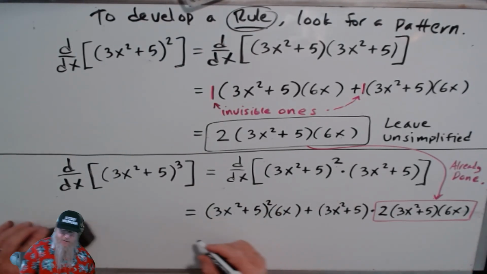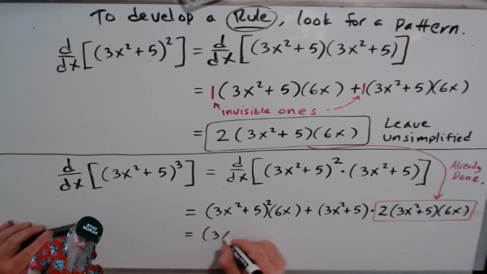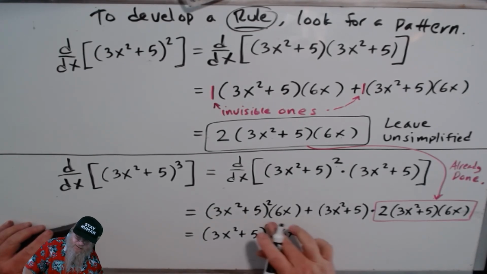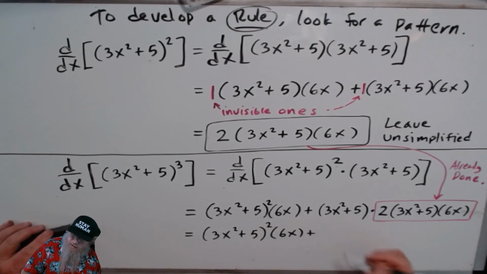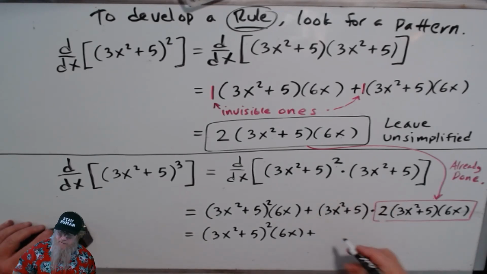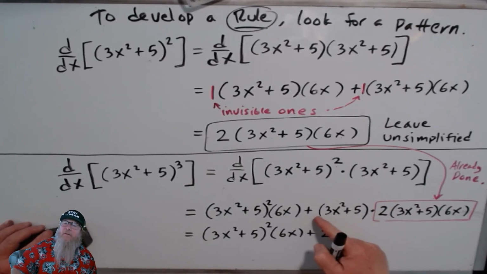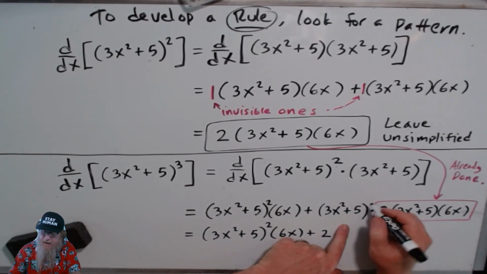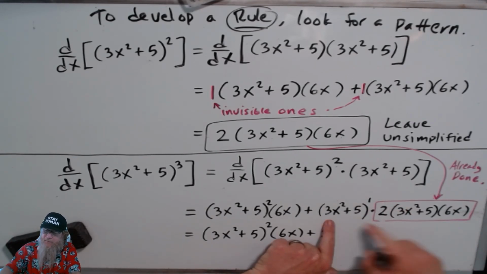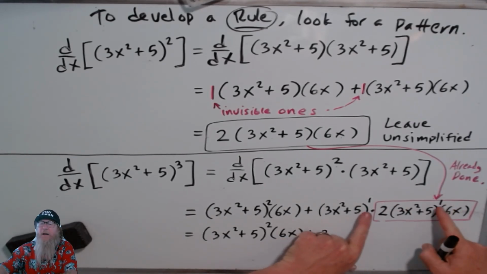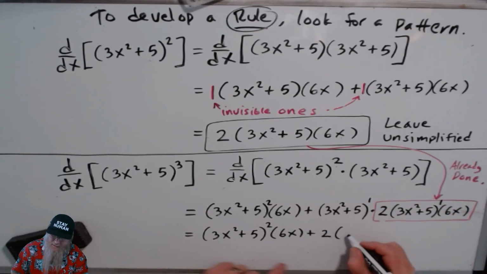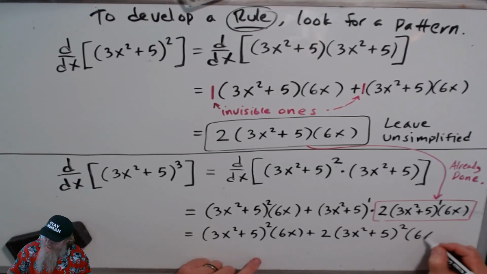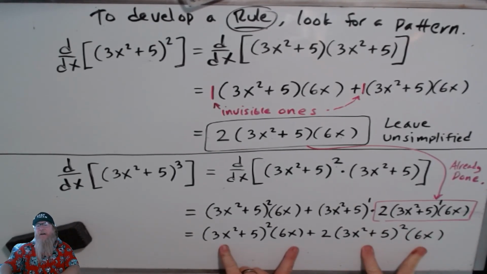All right. So now we have 3x squared plus 5 squared times 6x plus this 2, I'm going to move it to the front. Not all the way to the front, but just to the front of this group here. And then I'm going to combine, this is 3x squared plus 5 to the 1, and then another 3x squared plus 5 to the 1. And that's going to be 3x squared plus 5 to the second. And what do you know? Another copy of the same factor.